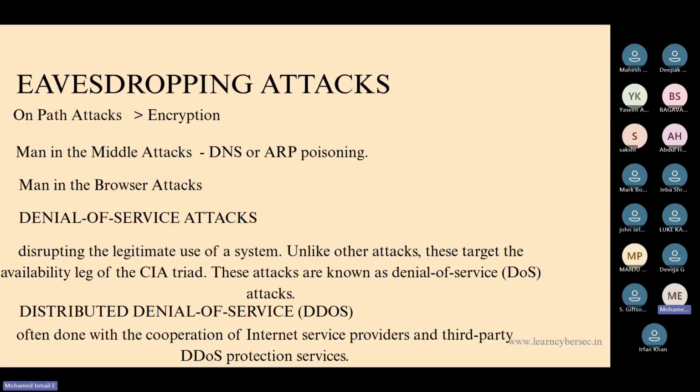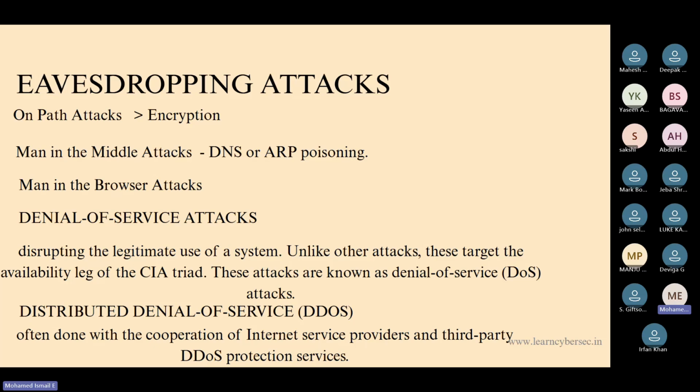Now, eavesdropping. Eavesdropping is an on-path attack. On-path attacks are the same as with Wi-Fi. If someone steals the Wi-Fi signal and decrypts it, or if someone attaches a cable tapper device and gets the signals, they capture the packets and decode them. These are on-path eavesdropping attacks.